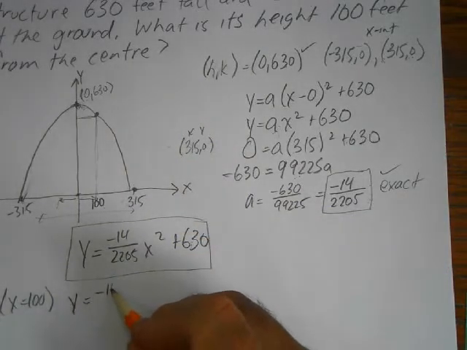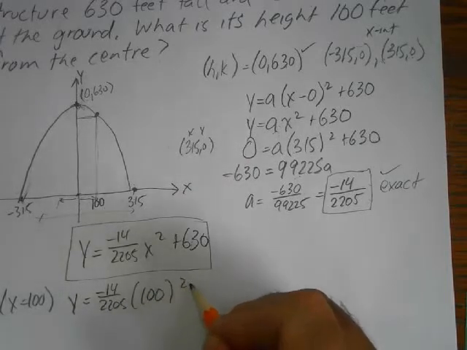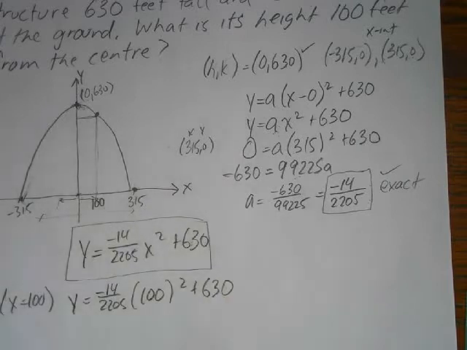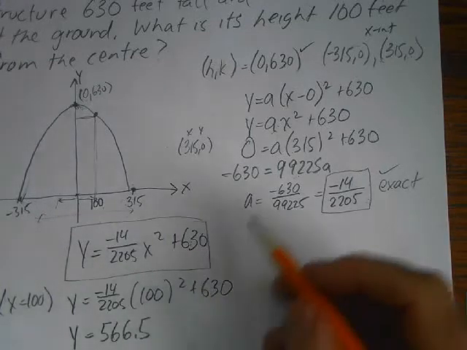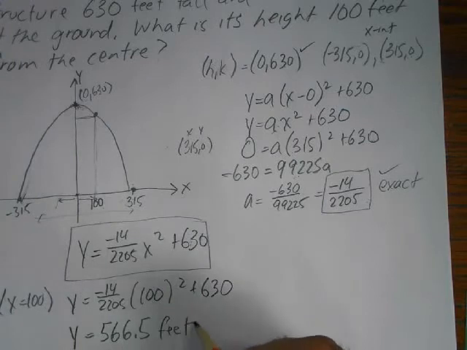So y equals negative 14 over 2205 times 100 squared plus 630. Okay, so I'm just going to go to the final answer here. Final answer is 566.5, and the units are feet.